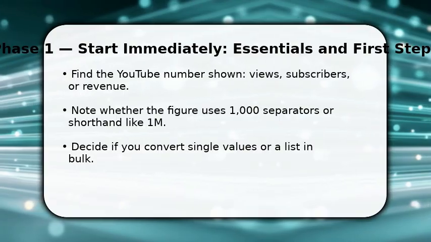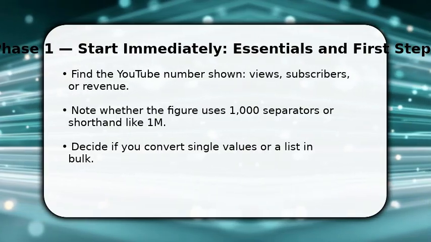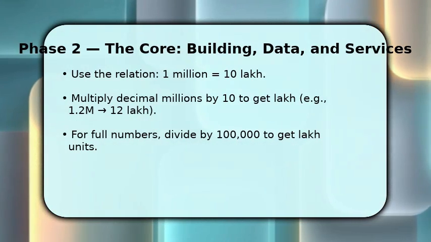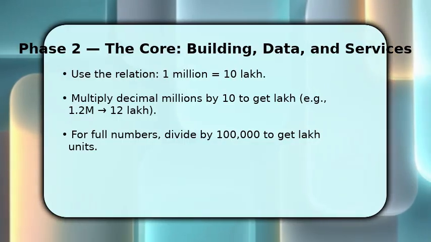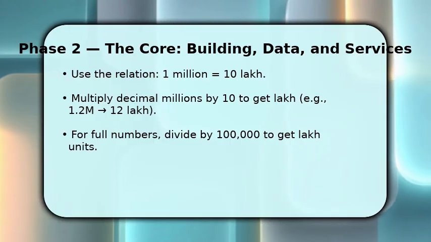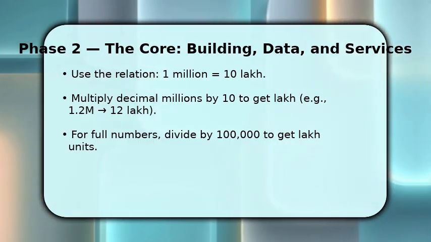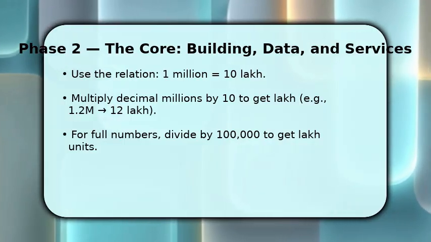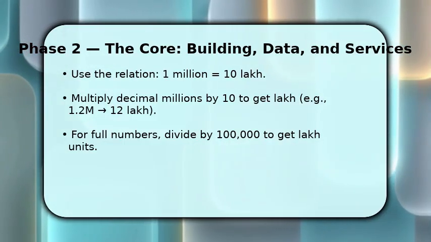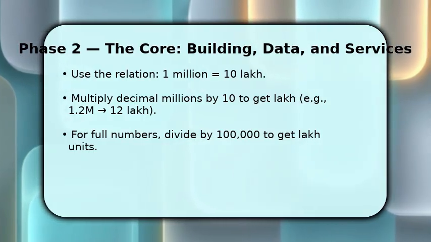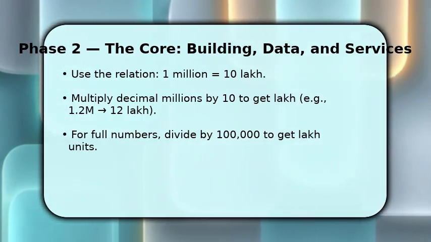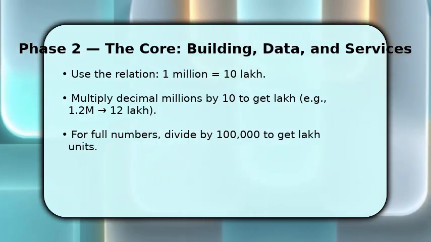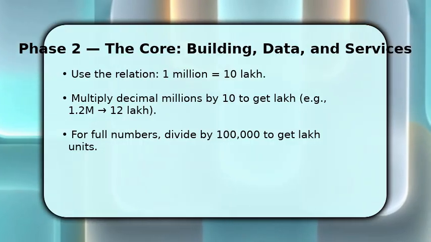Next, prepare a simple calculator or spreadsheet so you can perform the conversion precisely and repeatably. You now perform the core conversion. Remember, 1 million equals 10 lakh, so multiply any million figure by 10 to get lakh. For example, 1.2M becomes 12 lakh, 0.5M becomes 5 lakh. If you have a full integer like 1,500,000, divide by 100,000 to produce 15 lakh. Once done, round to the desired precision, nearest whole lakh or 1 decimal, so numbers read cleanly on screen.